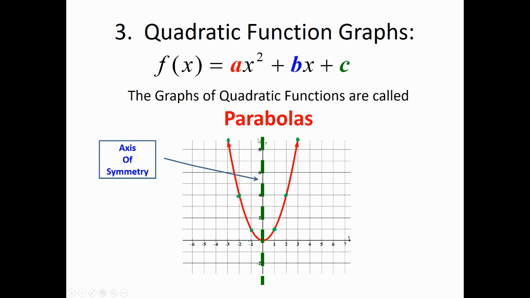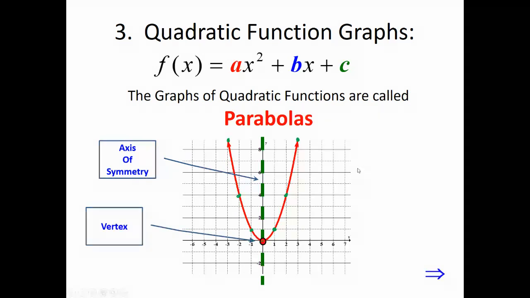Okay, if you draw a dotted line through the center of the parabola, now you have what's called an axis of symmetry. And the very point on the very tip of the parabola, whether it's the top or the bottom, we'll talk about both, that's called the vertex.